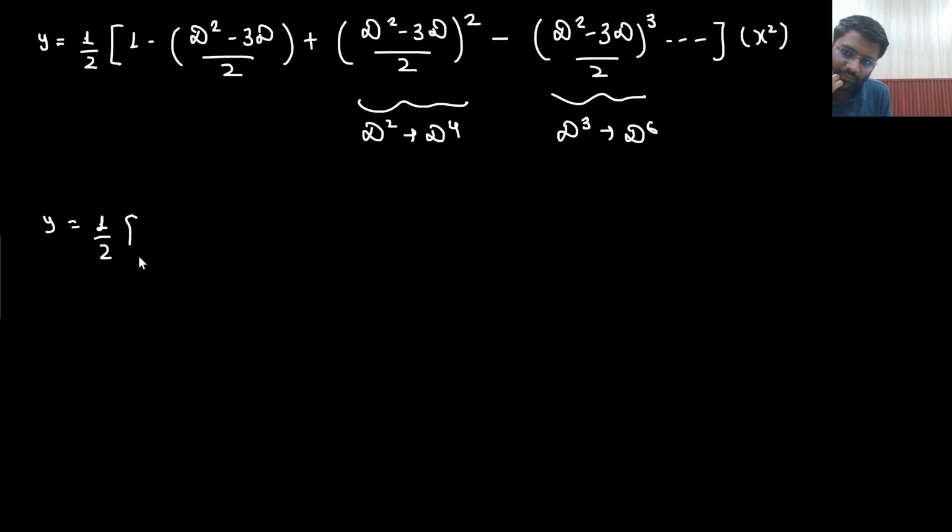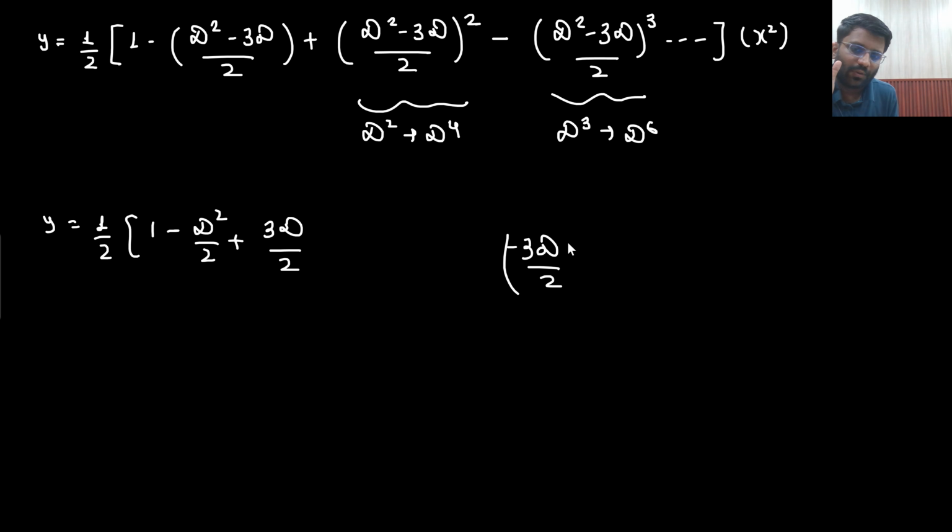1 by 2, 1 minus d square by 2 plus 3d by 2. What you will be getting here? Sir, I don't need to open it up completely. I just know that minus 3d by 2 whole square, this term I will be getting. Right? One term is d square by 2 and other term is minus 3d by 2.